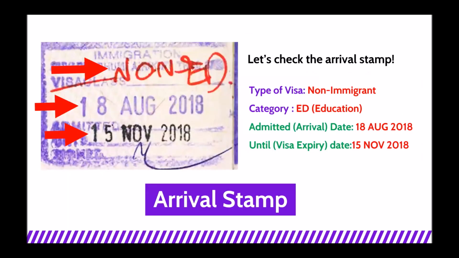Okay, and this stamp is important. We call it the arrival stamp. The arrival stamp will show the visa category that you have, the type of visa, which is non-immigrant ED. And you will see 18 August is the date that you enter Thailand, and 15 November is the last day that you can stay in Thailand. It means that your visa will expire on 15 November. If you want to stay longer than 15 November, you have to extend the visa.